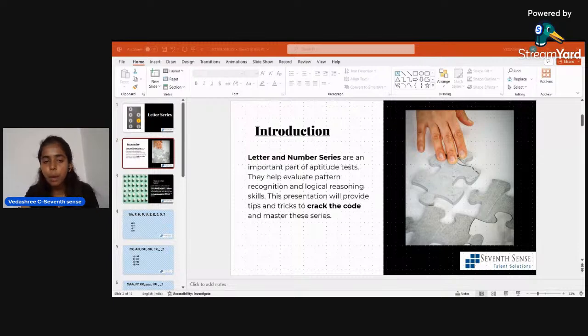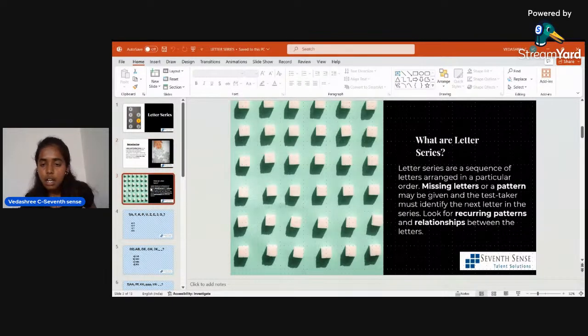This is also an aptitude topic, a logical reasoning topic. What is letter series and what is number series? It is a series of numbers or letters where one is missing, or one blank is given. We need to find out the logic and fill in that blank. You don't need much theory about this, so we'll directly jump into problems.